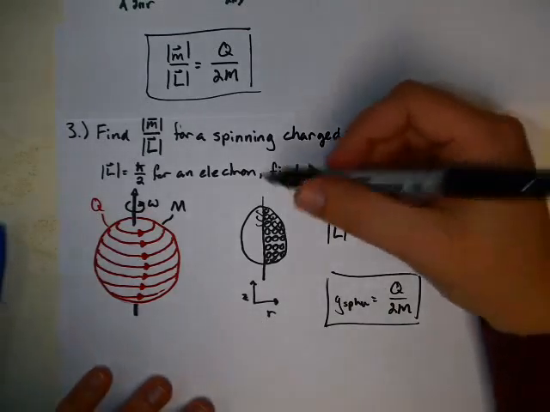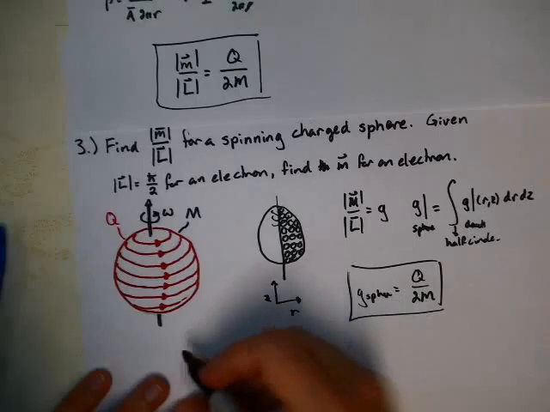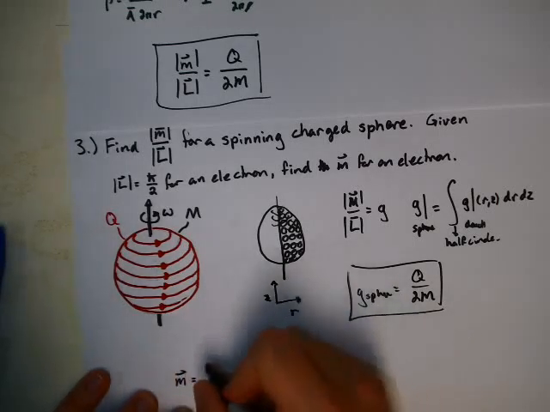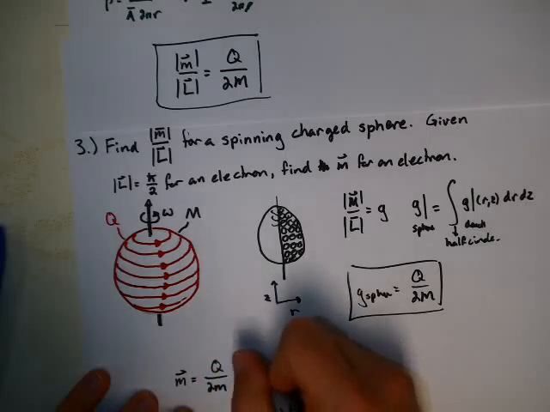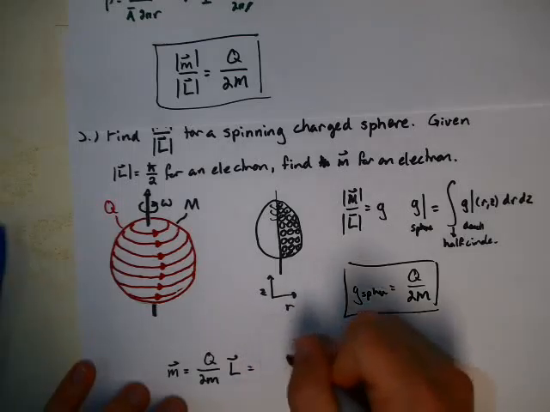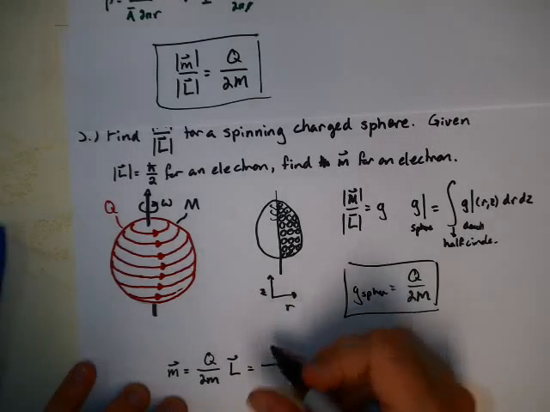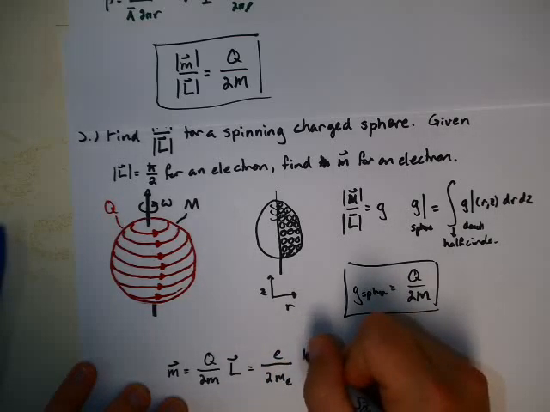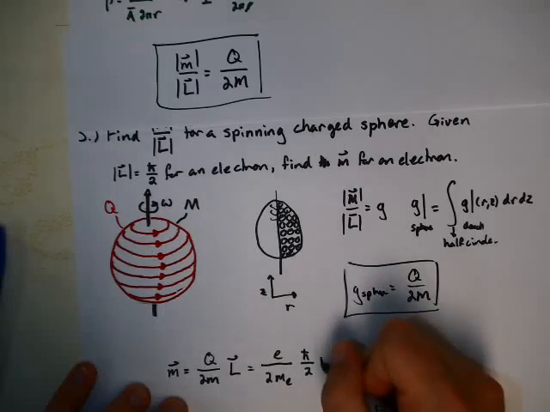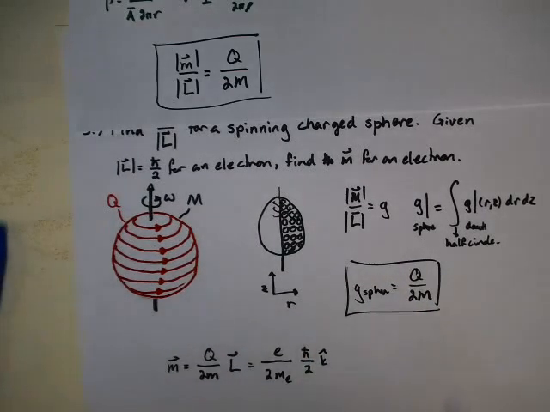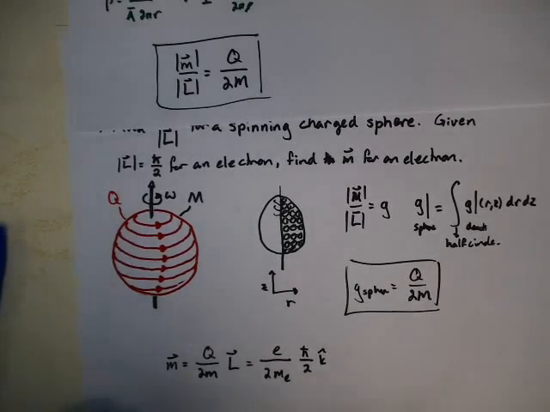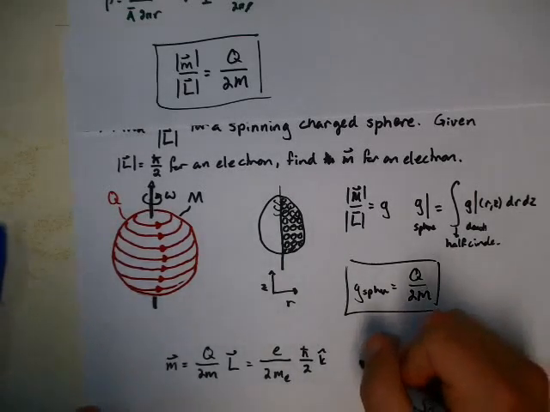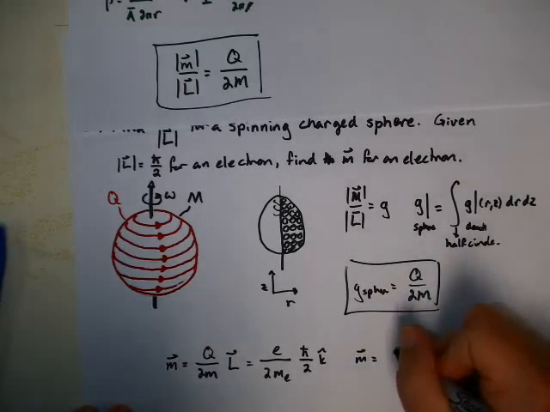Second, given the angular momentum for an electron, find the magnetic moment. The magnetic moment, of course, is going to be this gyromagnetic ratio, Q over 2m, times the angular momentum. Plugging in values for an electron, we get the charge of the electron, e, over 2 times the mass of the electron, times the spin, which is h bar over 2 in the z direction. Okay. Just rewriting this expression, we have e h bar over 4 m_e.